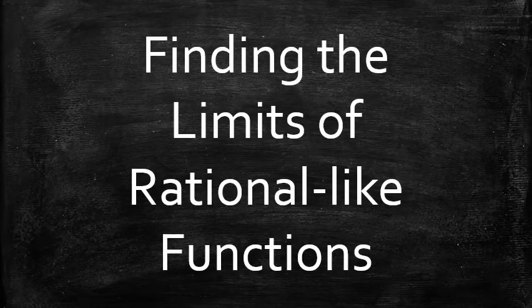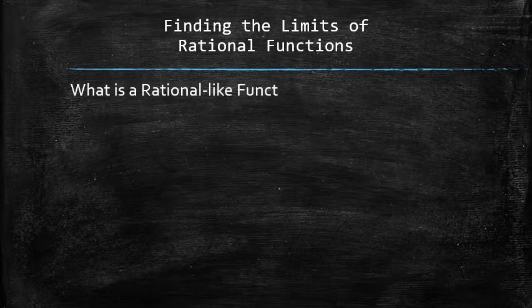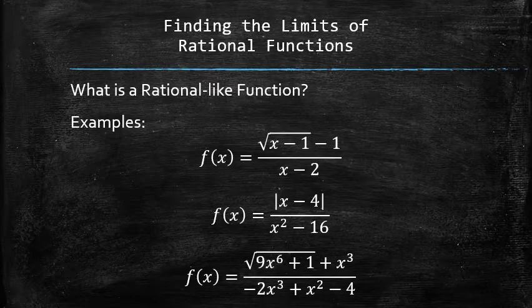Next, we will discuss how to find the limits of some rational-like functions using the analytic approach. First, let's figure out what we mean by a rational-like function. We call a function that contains radicals and absolute values, but is otherwise a rational function, a rational-like function. Here are a few examples of rational-like functions.